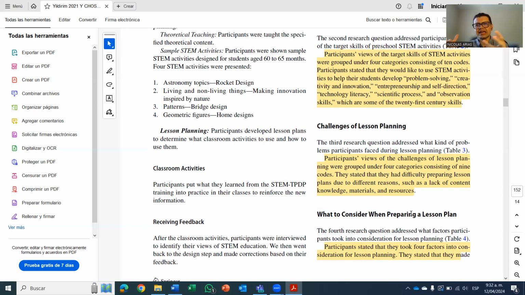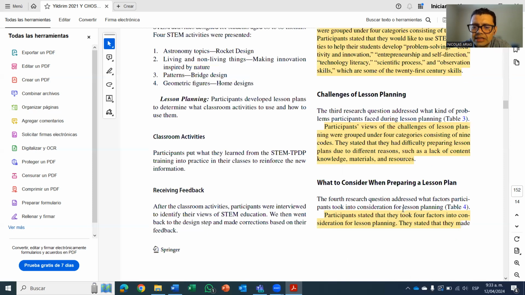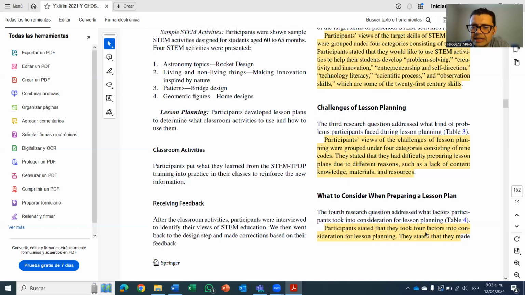So this is intriguing. What is happening in that unit that they are analyzing, and maybe there is still a gap that maybe the study is not covering, even recognizing that they have a very straightforward analysis step direction. In the fourth, they say that participants stated that they took 4 factors into consideration for lesson planning.